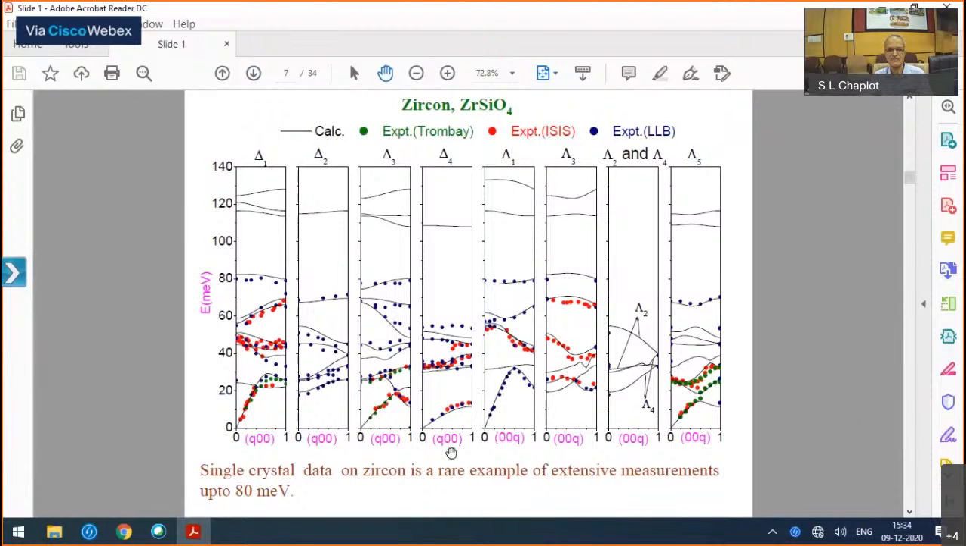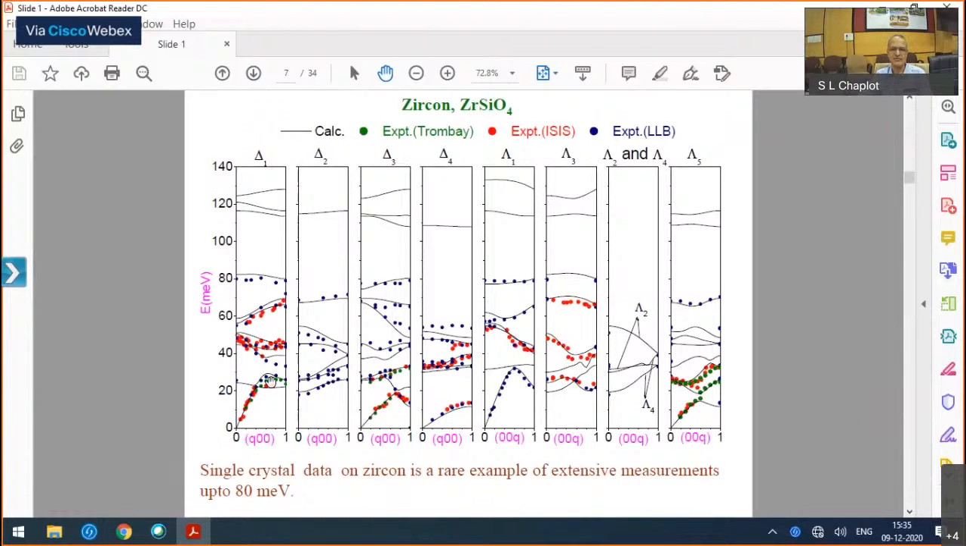What is shown here is along the 100 direction and the 001 direction. Only 2 directions are shown here, and there are a large number of phonons, and they cover a very large range of energies. In fact, it's fairly rare to get extensive measurements of all kinds of phonons in complex materials. Usually one is interested in specific phonons because this takes a much longer time. And here this exercise was completed at 4 different laboratories.